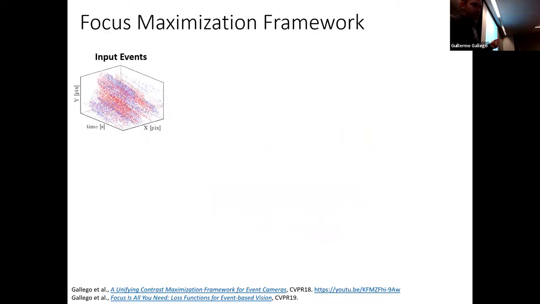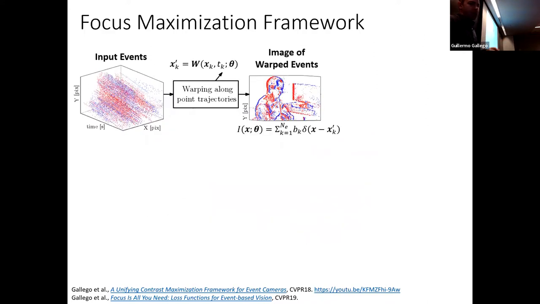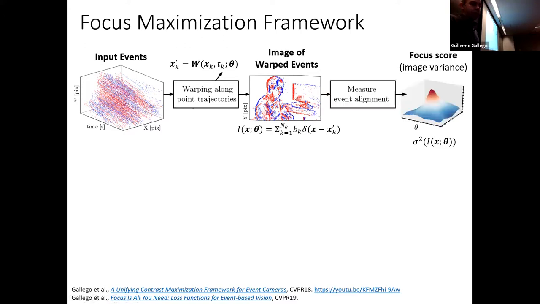In more detail, it's as follows. This is your data, your input events. Then you make a hypothesis about the moving trajectories of these edges on the image plane. That's this W, it's a warp. We displace the events, we warp the events, to generate this intermediate representation called the image of warped events. Then we measure some property of this image that tells us how well the data, which is the input, and our motion hypothesis, the warp W with parameters theta, fit.